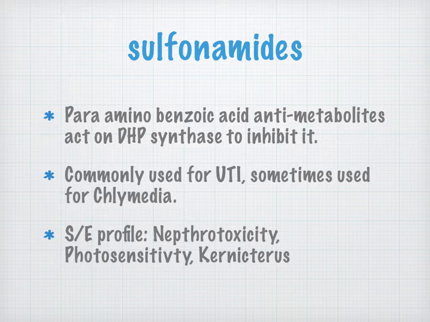Sulfonamides are basically para-aminobenzoic acid antimetabolites. So they mimic PABA, and they act on dihydropteroate synthase to inhibit it. They're commonly used for UTI and sometimes used for chlamydia. The side effect profile includes nephrotoxicity, photosensitivity, and kernicterus.